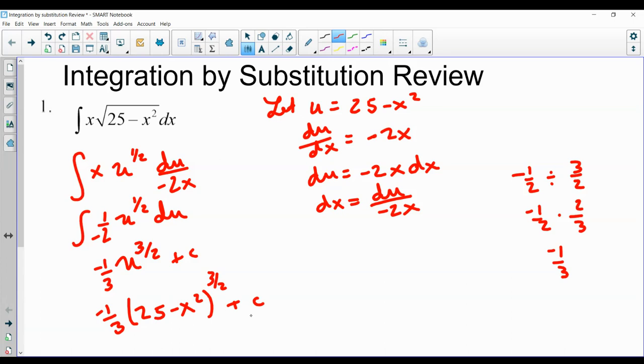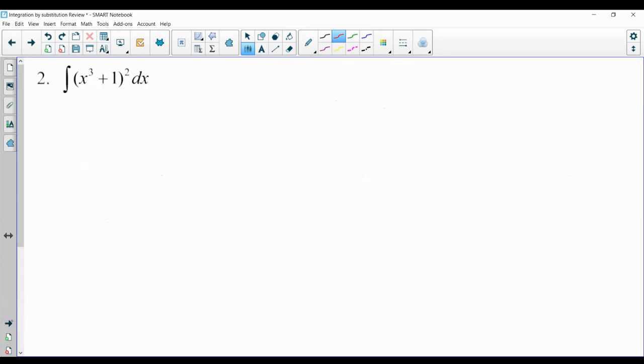Okay, that's pretty good. Let's go to the next question. We'll change color. Okay, so again, I look at this and I think, oh yeah, there's an inside, there's an outside. Nothing's outside, but what's inside is x cubed plus 1. So I'm going to let u equal x cubed plus 1.